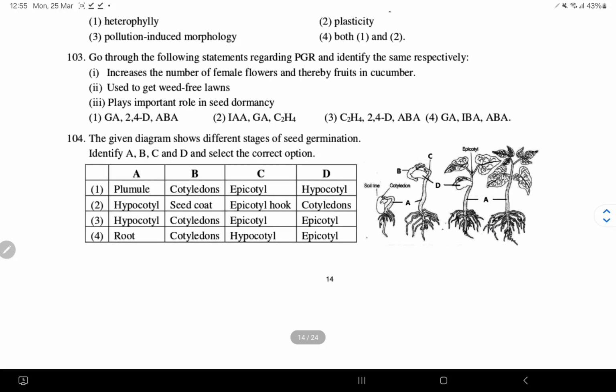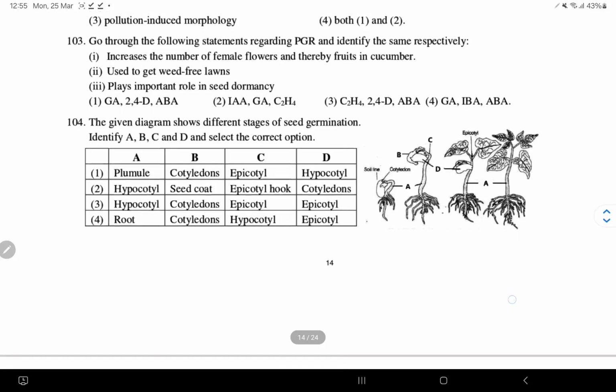Go through the following statements regarding the PGR and identify the same respectively. Increase in number of female flowers, thereby the fruits in cucumber. So that is ethylene. Use it to get a weed-free lawn. That is 2,4-D. Ethylene, 2,4-D play an important role in seed dormancy: abscisic acid. Option 3 is matching: ethylene, 2,4-D, abscisic acid.